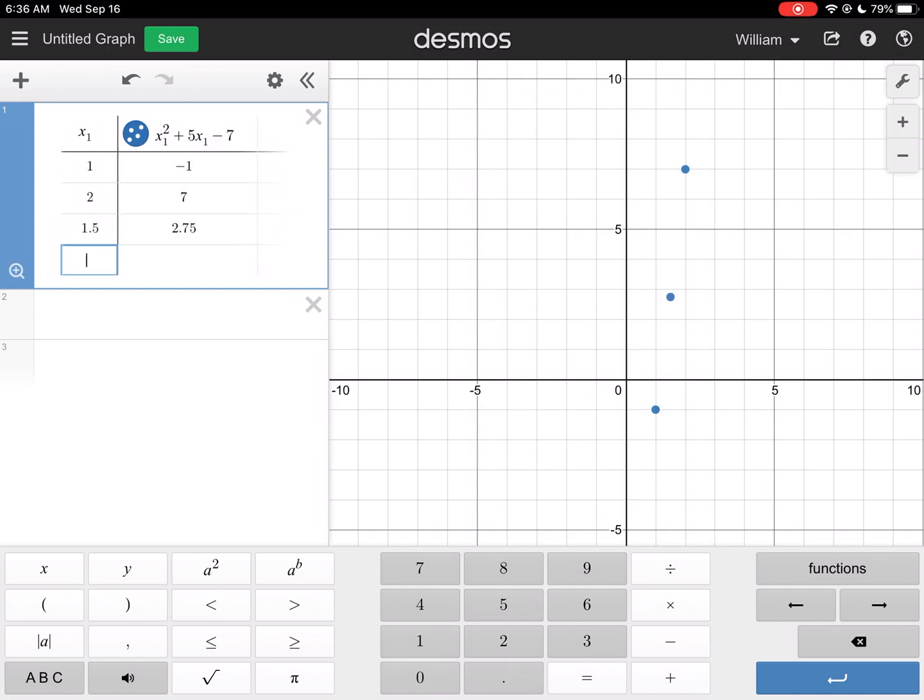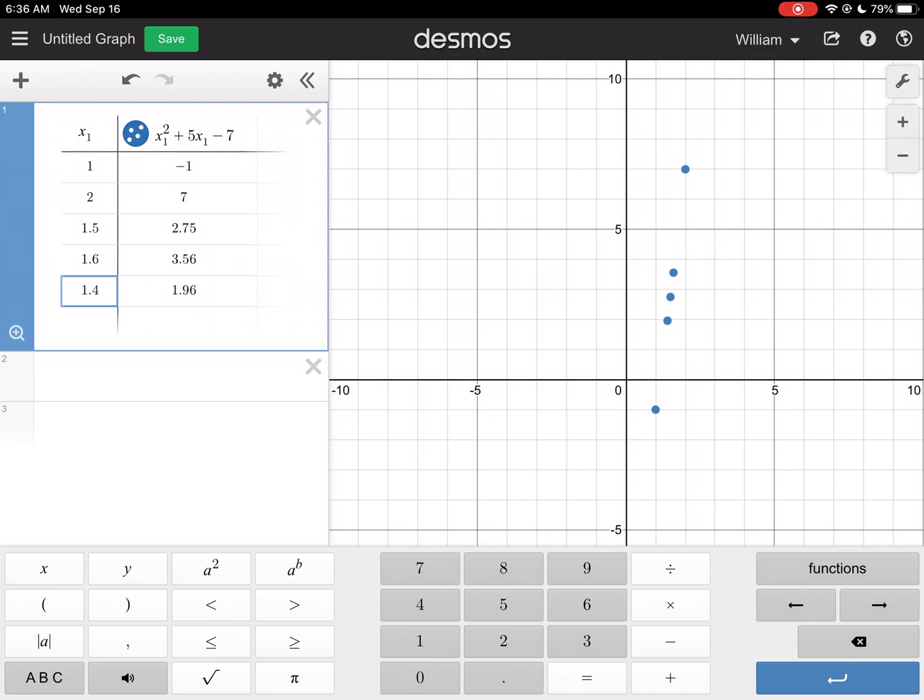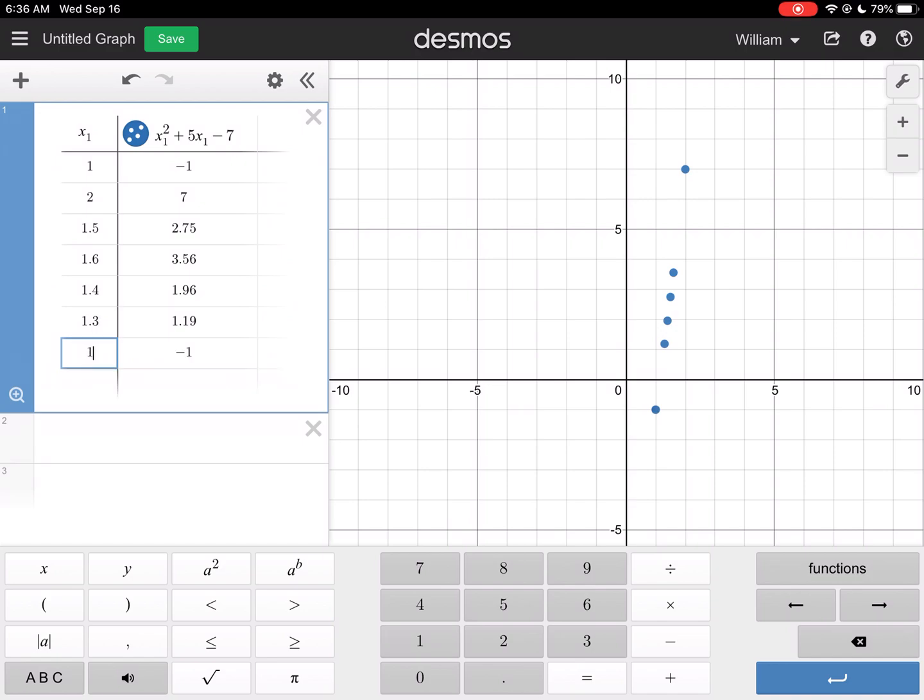1.5 is 2.75. 1.6. Notice it's getting bigger, so it's not between those two. I want it to get smaller. I want to go towards 0. Let's go 1.4. That's 1.96. I'm going in the right direction. 1.3. That's still positive. 1.2. Still positive. 1.1. Oh, there we go. So it's someplace between 1.1 and 1.2.